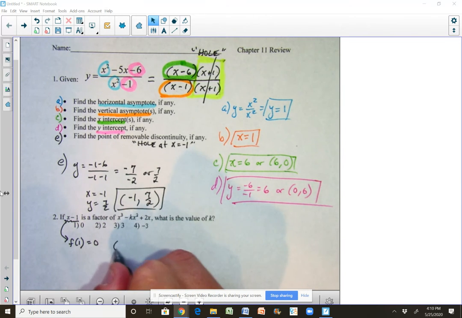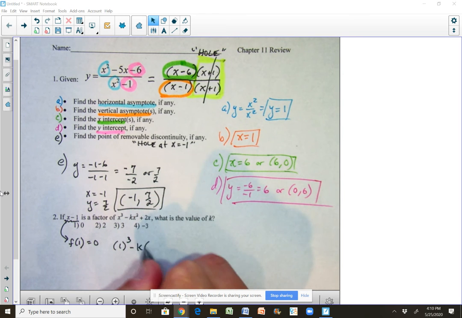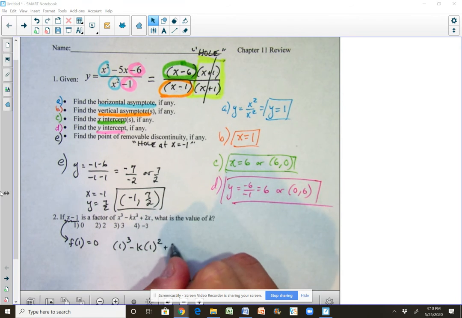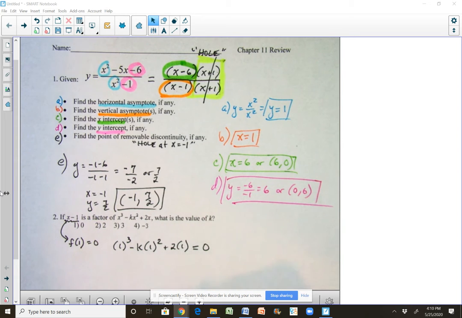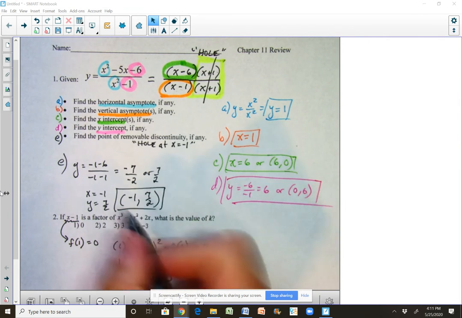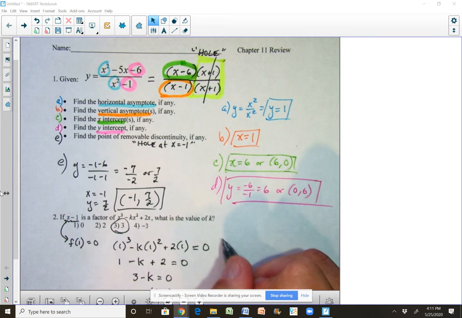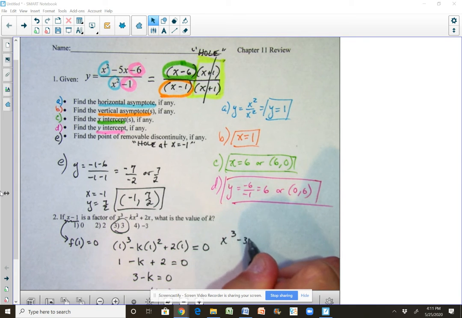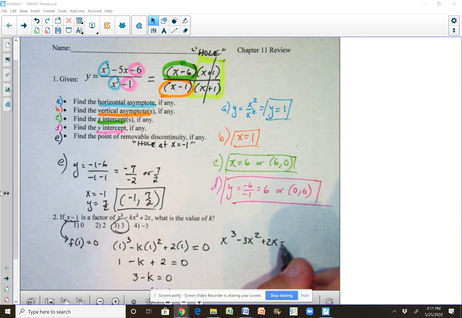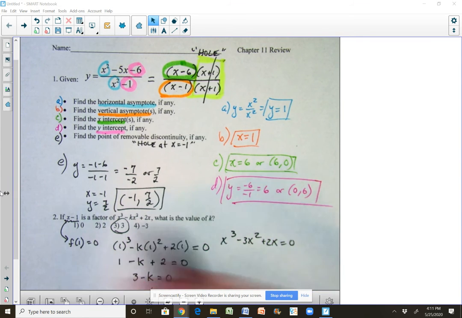So if we do that, we get 1 cubed minus k times 1 squared, and then plus 2 times 1. All of that set equal to 0, because when you plug 1 in, you're supposed to get 0, which is the remainder, since it's factorable. So we get 1 minus k, and then plus 2 is equal to 0. So this is 3 minus k is equal to 0. If we add the k over, you get k is equal to 3. So therefore, choice 3. And if you plug that in, x cubed minus 3x squared plus 2x, if you set that equal to 0, you'll see x minus 1 turns out to be a factor.